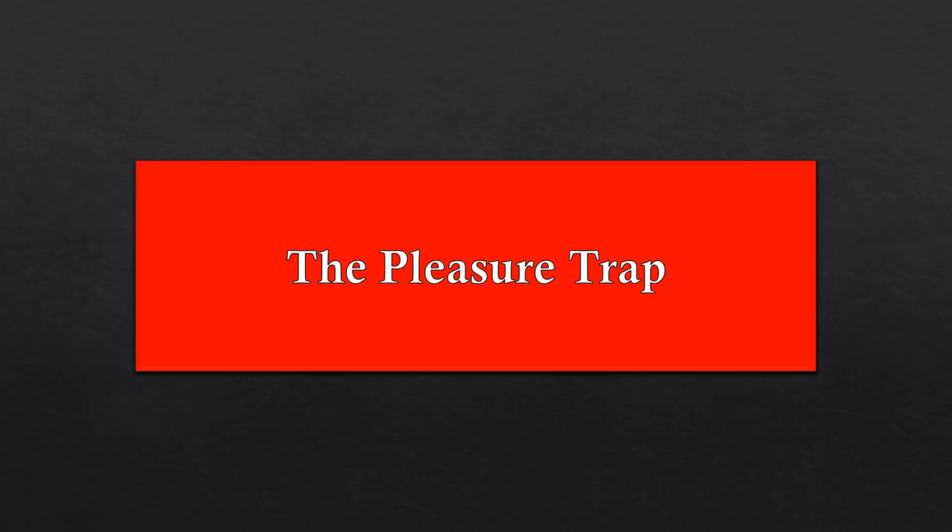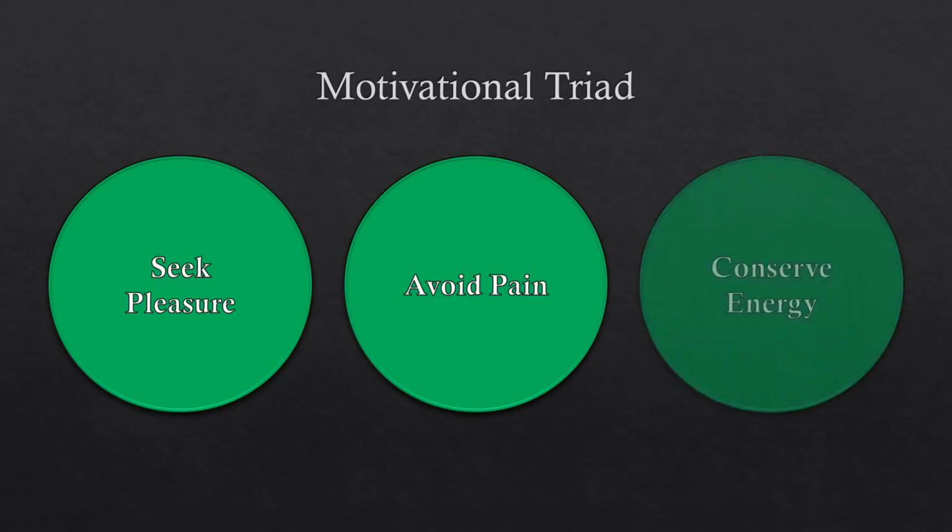Before we understand the pleasure trap, we need to know another concept called the motivational triad. The motivational triad is what motivates us towards any goal in life. Biologically speaking, we are hardwired to seek pleasure, avoid pain, and conserve energy. That's the motivational triad. In other words, we move towards things that give us pleasure, we move away from things that cause us pain, and we want to conserve as much energy as possible in the process since our energy is limited. To illustrate this, let's use an example outside of trading first.